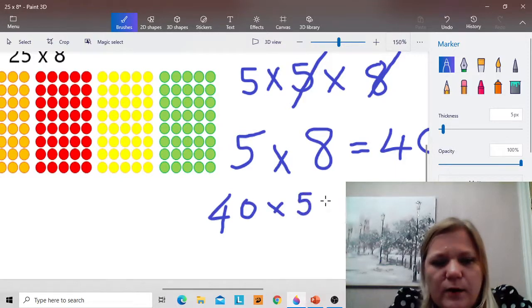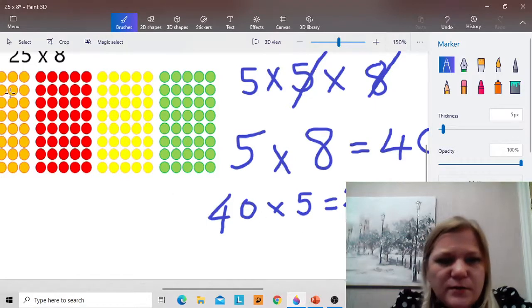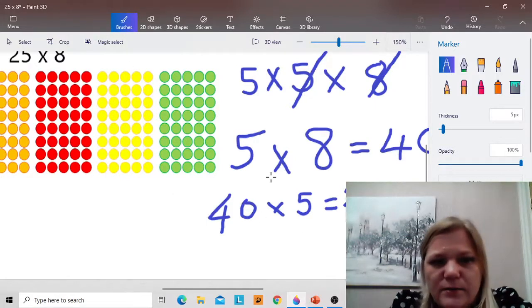So we know that 4 times 5 equals 20. So 40 times 5 is 200. So the answer to 25 times by 8 is 200.